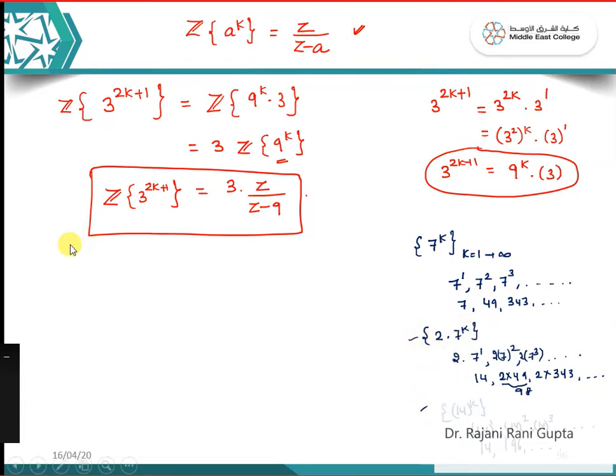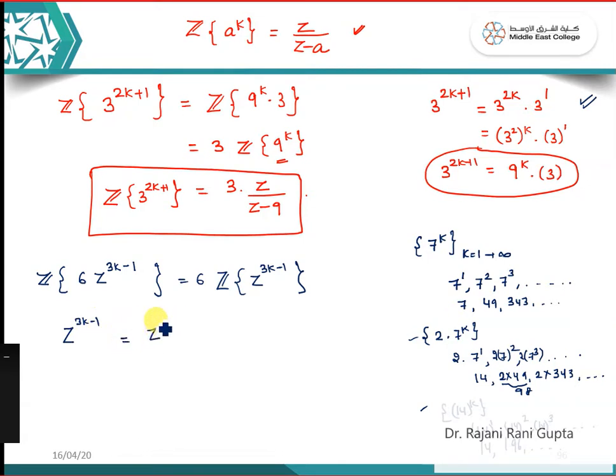So let's take another example based on the same rule. Like if you have z transform of 6 times z to the power 3k minus 1, then what will you do? Now as 6 is a scalar, you can take it outside: 6 times z transform of z to the power 3k minus 1. Then again with 3k minus 1, you will work in the same way as we worked for this example.